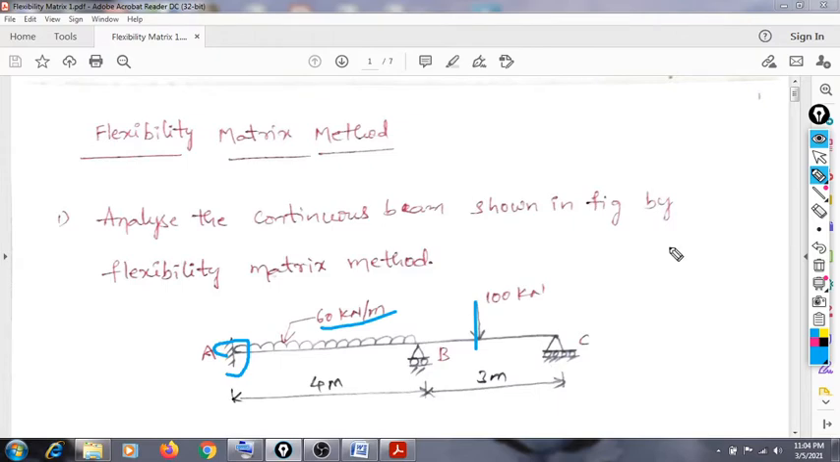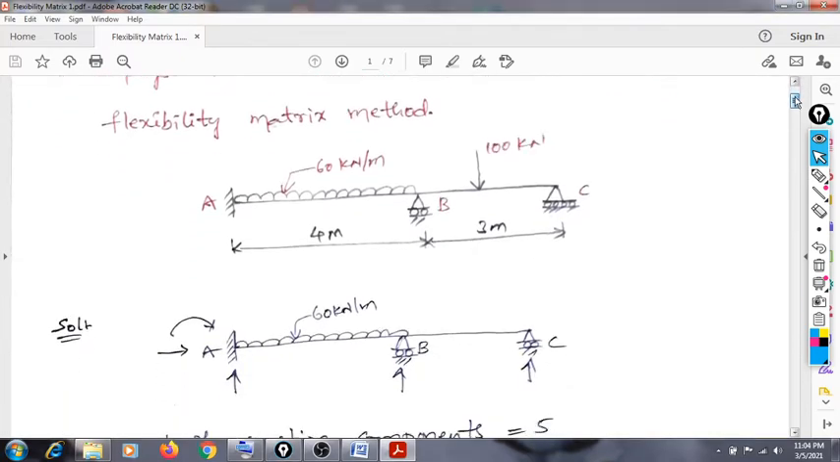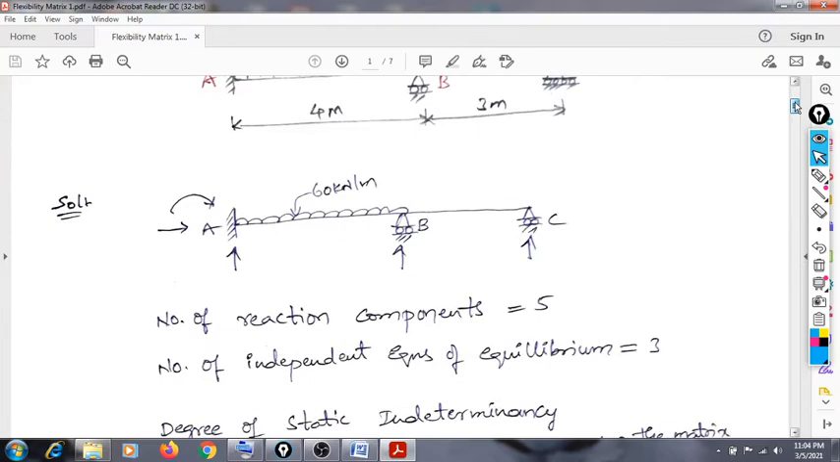For doing any numerical problem using the flexibility matrix method, we need to find the degree of static indeterminacy for a given continuous beam. This degree of static indeterminacy is the basic part of structural analysis, which we have already studied.